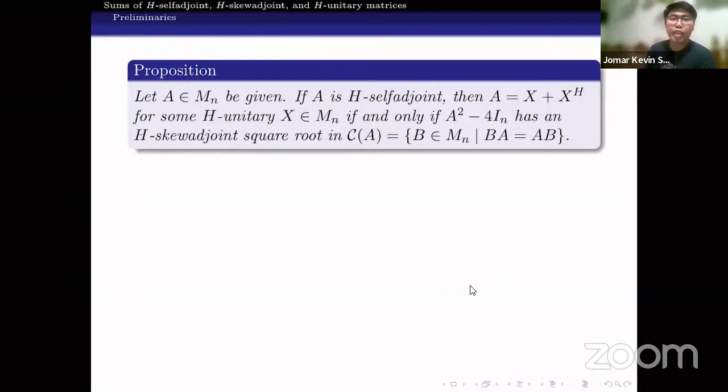So this proposition gives us necessary and sufficient conditions for an arbitrary H-self-adjoint A to be written as X plus X to the H for some H-unitary matrix X. So bakit tayo interested dito sa sum form na ito? Mamaya makikita natin bakit siya necessary sa ating goals. So for now, meron tayong necessary and sufficient conditions para masulat si A as X plus X to the H. Okay. So, we show some sketch of the proof, pero backward direction lang.